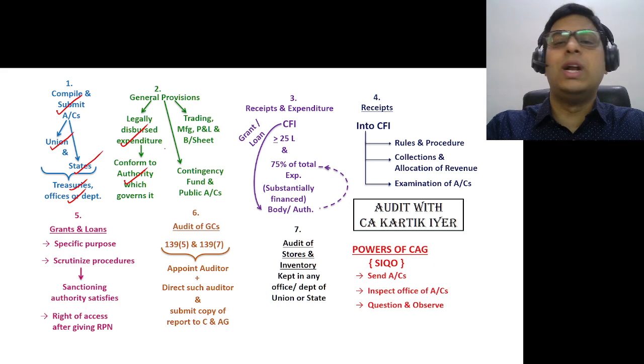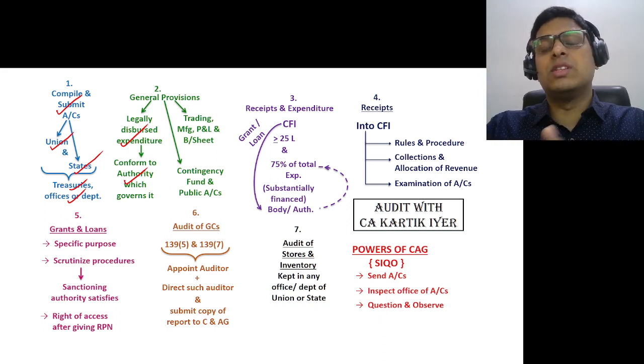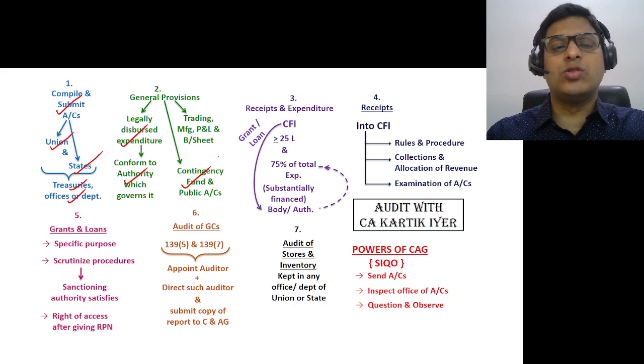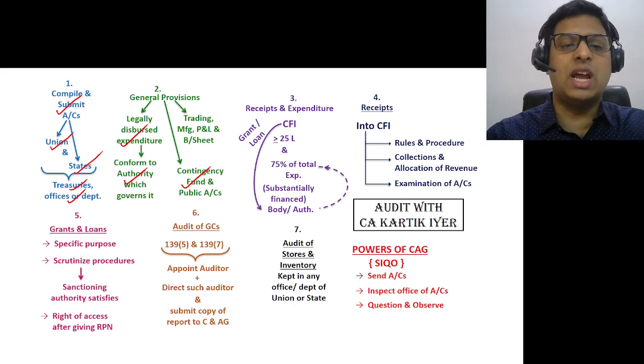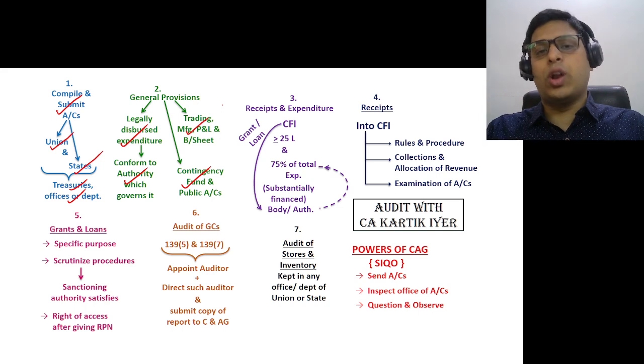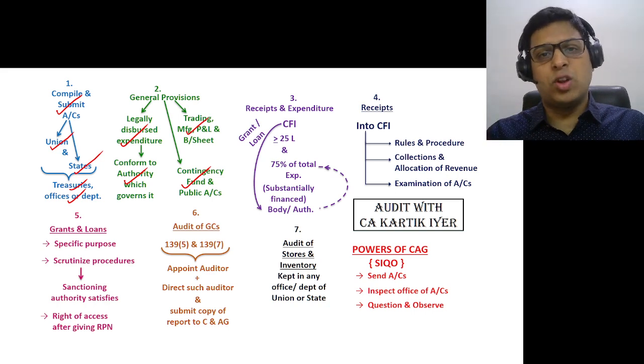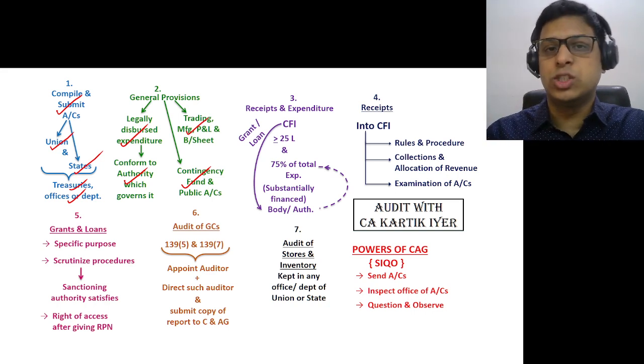Example, for road building, suppose an authority is assigned to ensure that this highway is made, we check whether that authority has given the permission or not, sanctioned or not. Next, any contingency fund and public accounts should be checked by the CAG. And finally, the trading, manufacturing, P&L and balance sheet of the various government organizations, the CAG should check. Example, if there's a government company, then the government company will have its own profit and loss account and balance sheet, which the CAG should check.